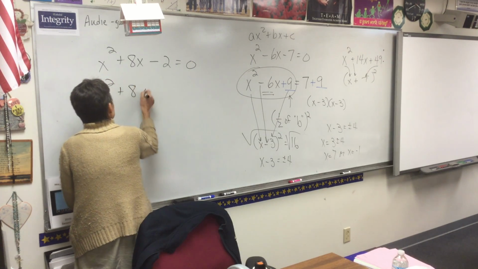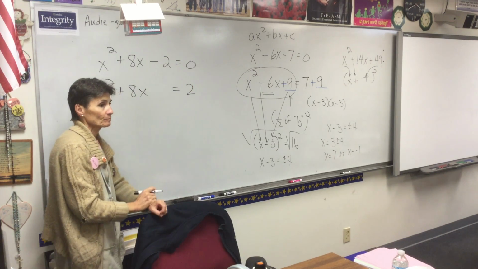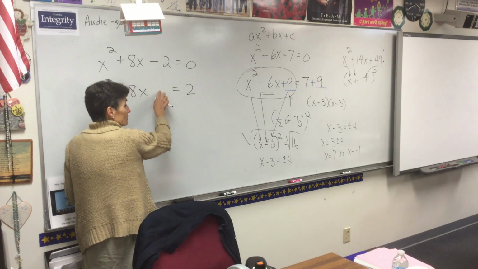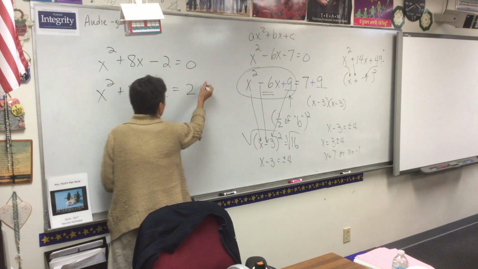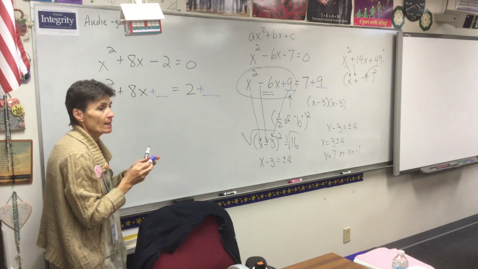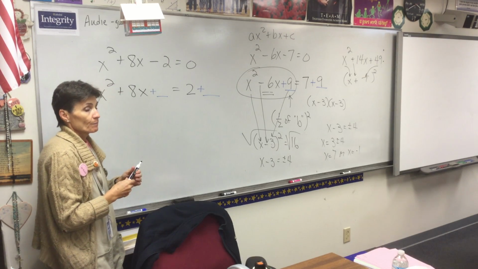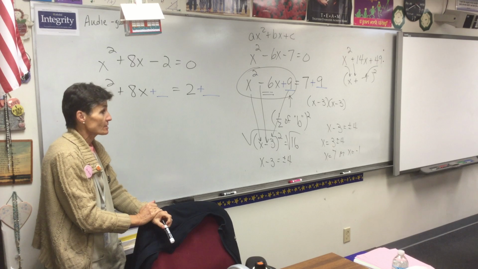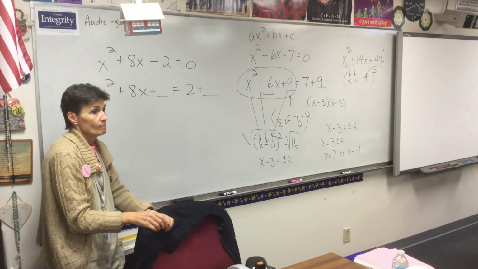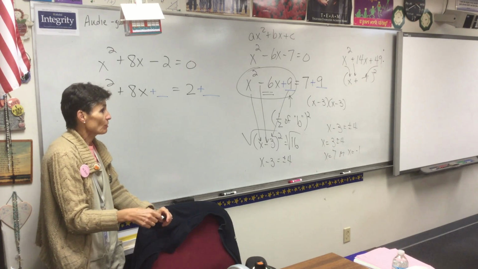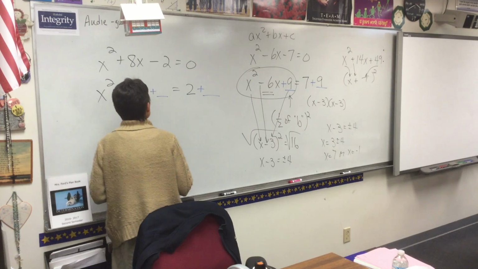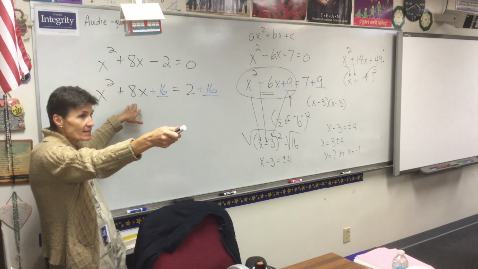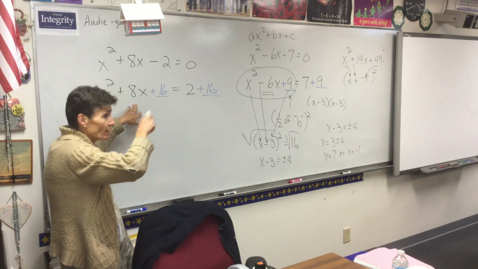Exactly. So everybody should have added the 2 to the other side. And remember, we purposefully leave a gap there where the 2 was, because we know we have to add another number, a different number. I hear 16. Everybody agreed with 16? Yes, if you said 16, you're right. Now, why are we adding 16? Because half of 8 is 4, and 4 squared is 16.